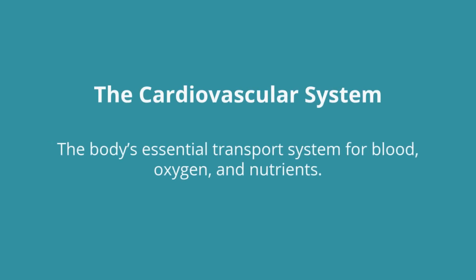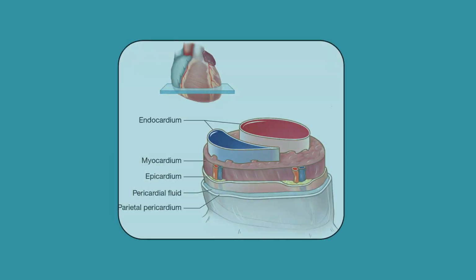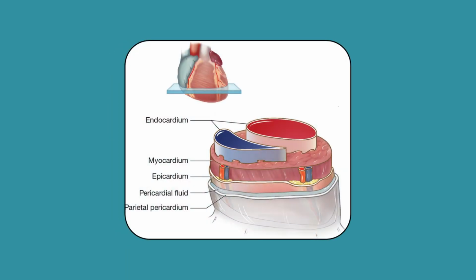The cardiovascular system is the body's essential transport system for blood, oxygen, and nutrients. It is made up of the heart and blood vessels forming a continuous circular pathway. The heart sits in the mediastinum and is enclosed in a double-layer membrane called the pericardium. The epicardium lies directly on the heart, while the parietal pericardium forms the outer layer. Between them, the pericardial fluid prevents friction.